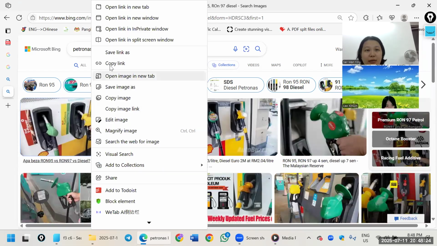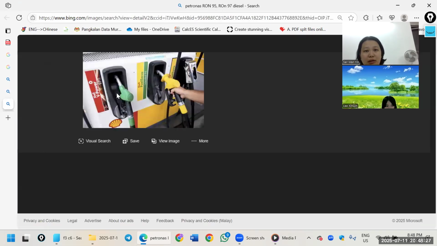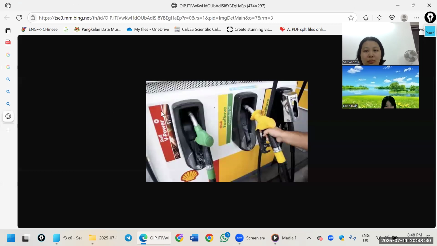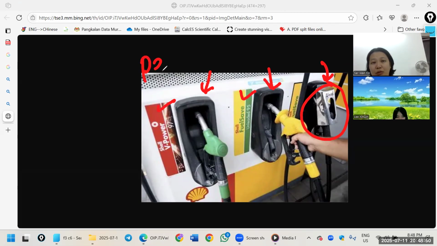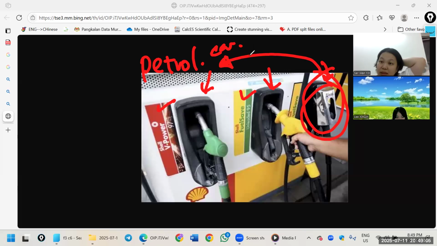Yeah, so be careful, normally we don't pump the wrong one. Diesel, they will write diesel, really black. Normally 95 is yellow, 97 is green. If you pump 95 or 97, it's okay because they are petrol. Just if you pump diesel into a petrol car, it will cause damage.